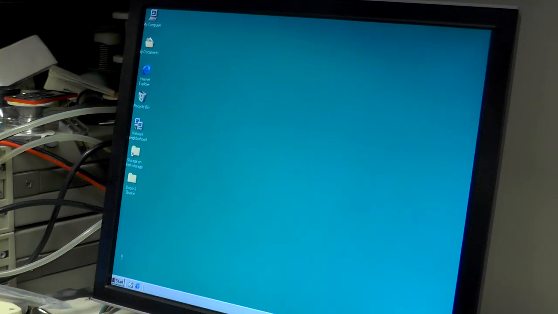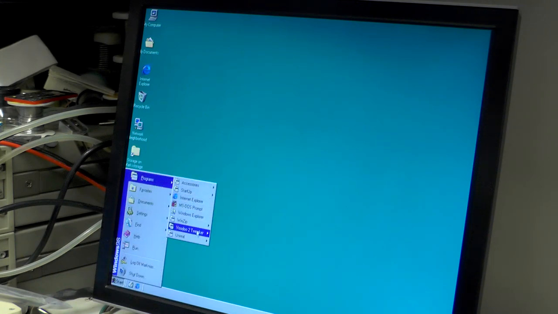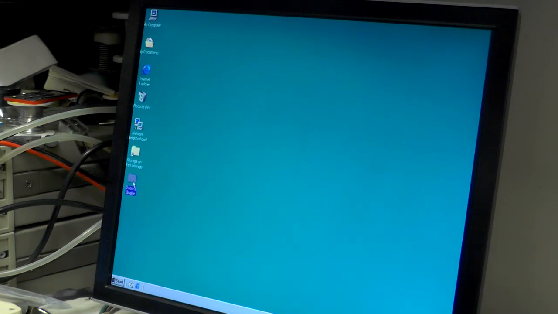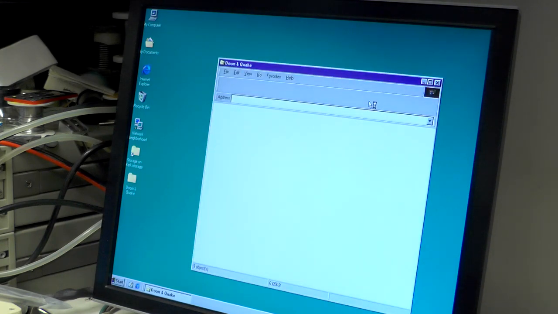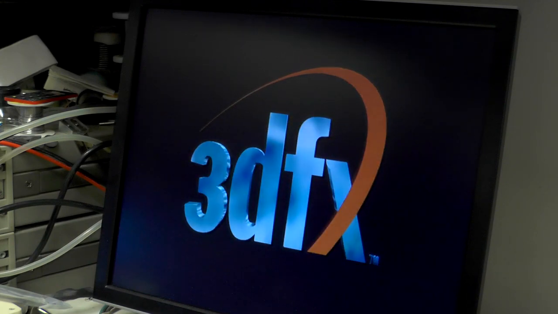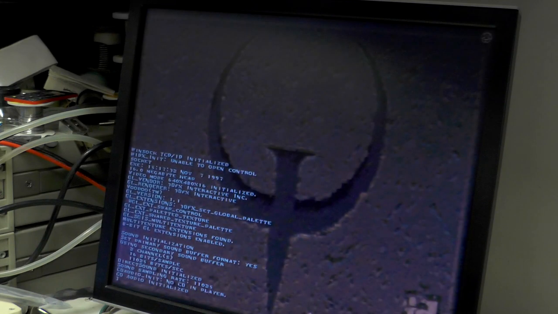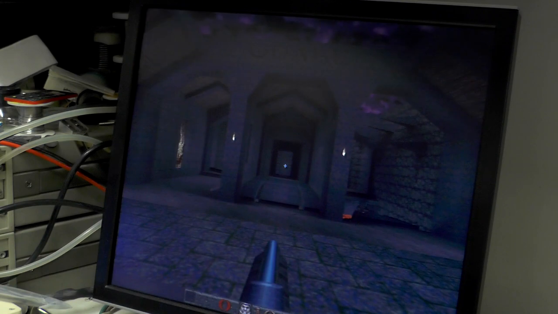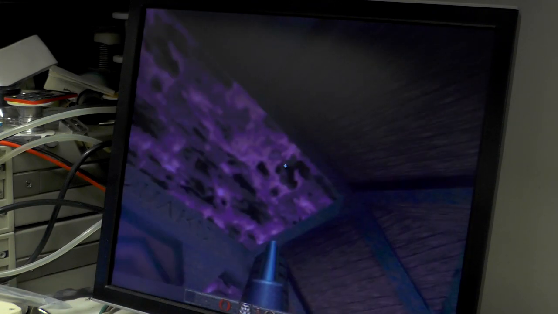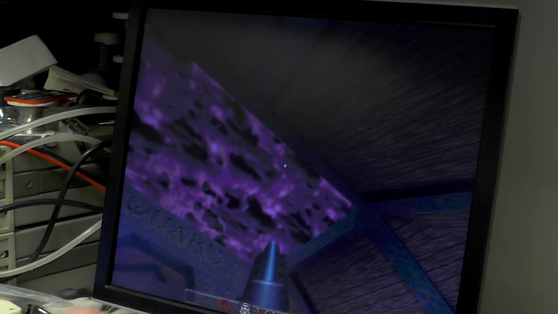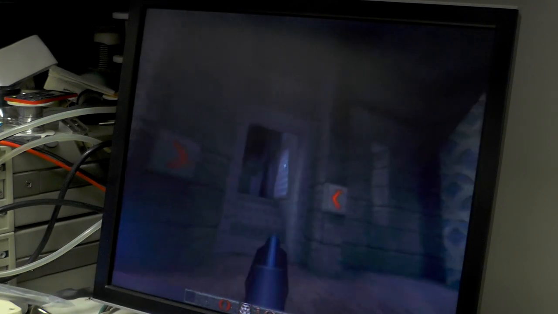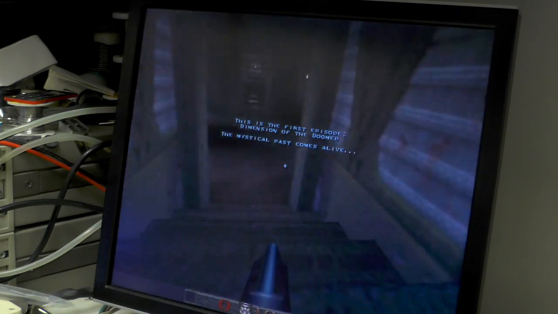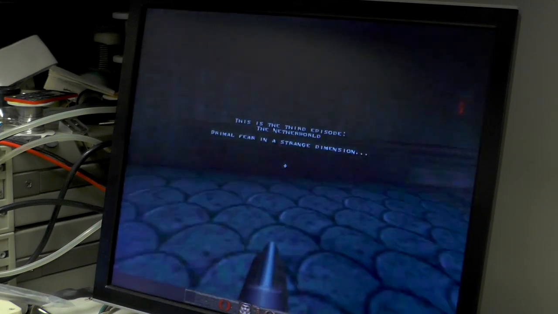Let's test it in a game before we commit to saying it's worked. Let's just try Quake. GL Quake, I should say. That's a good sign. I don't have the sound card plugged in at the moment. But that looks like it's working okay.